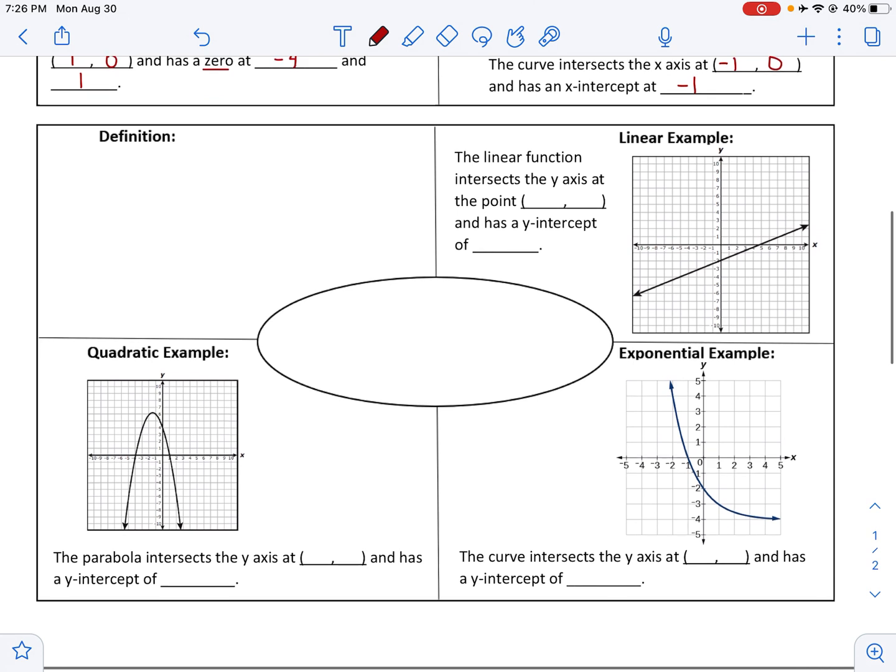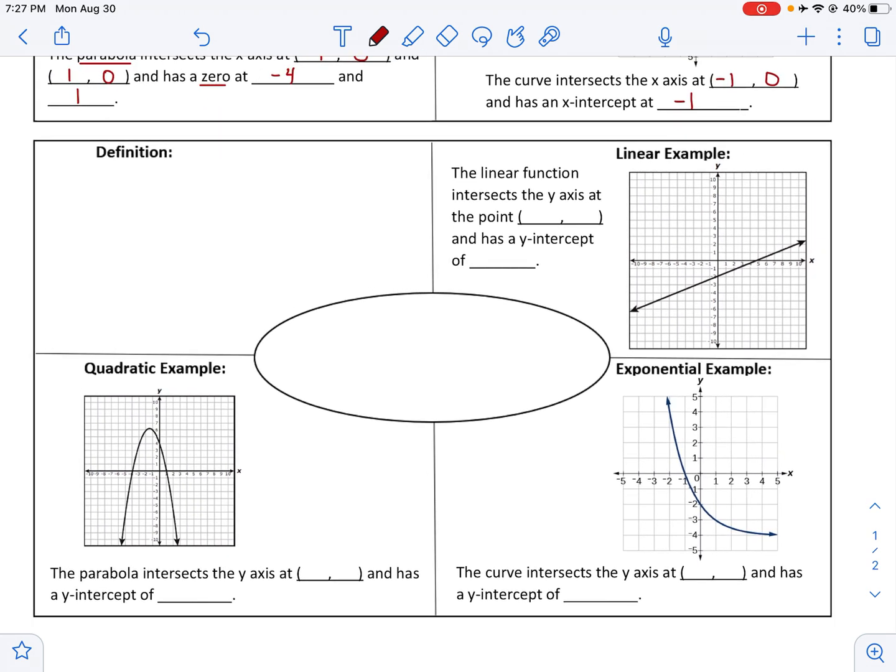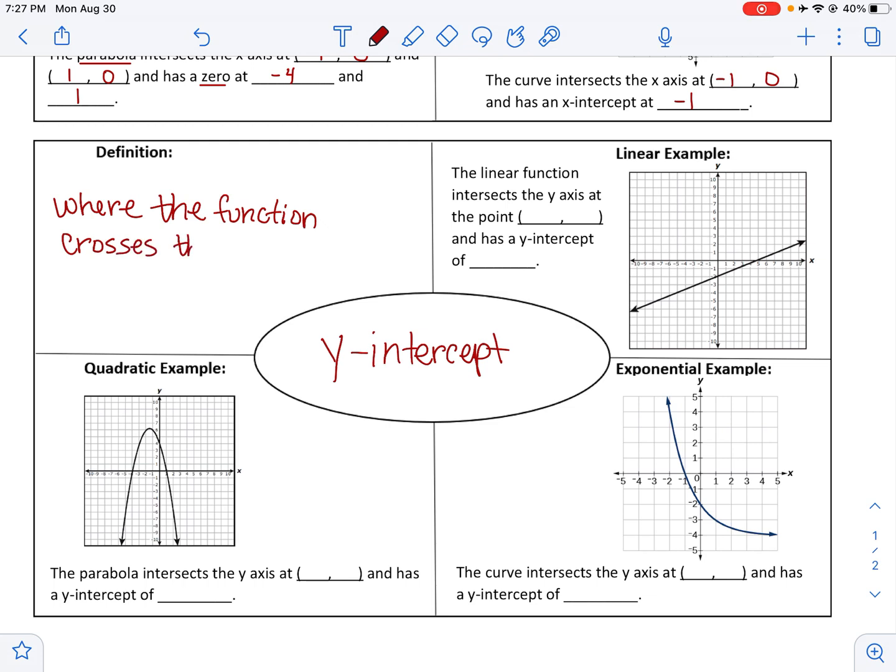Okay, moving on to our next one, we're going to talk about the y-intercept. So we're going to write that in the middle. Okay, the definition is where the function crosses the y-axis. So where the function crosses the y-axis, or intersects. Okay, so looking at our graph, here is our y-axis.